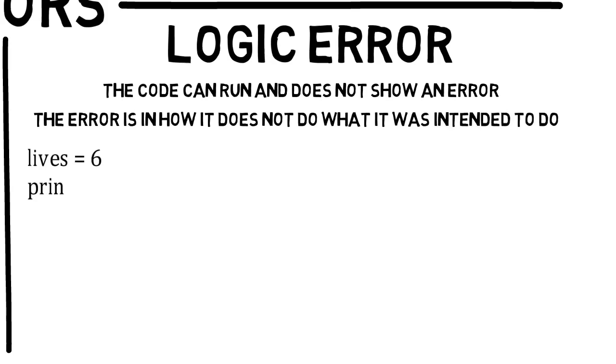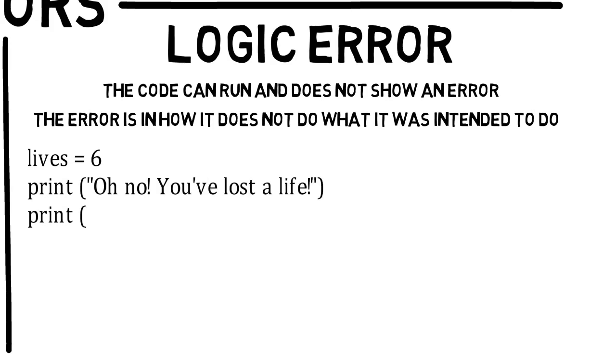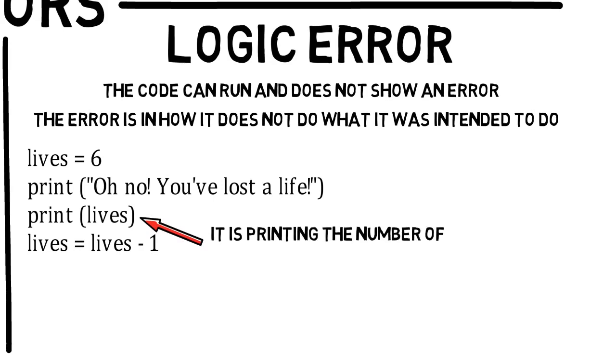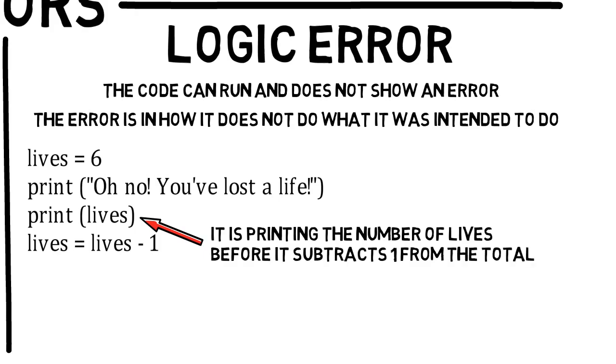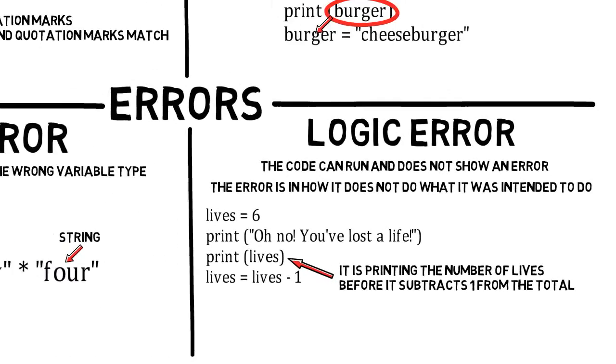Lives equals 6. Print, "Oh no, you've lost a life." Print lives. Lives equals lives minus 1. In this example, everything will run fine, but the value that it prints for the amount of lives that you have left would not be accurate. This is because it is printing the number of lives before it subtracts 1 from the amount.